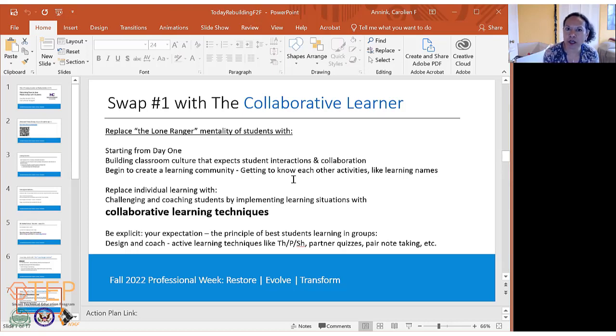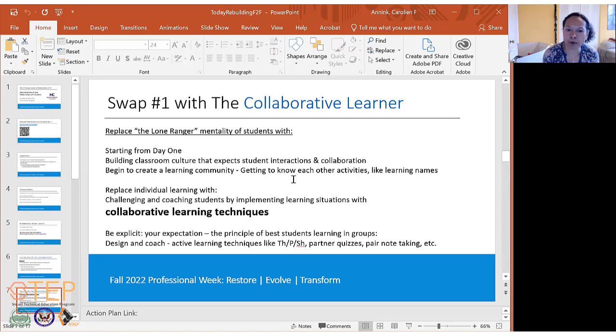It's good for students to think about how they learn, the metacognitive side of learning. So tell them it's the best way to learn and that's what they can expect in your class. There are a lot of different collaborative learning techniques. There are workshops on it. You can find a lot on the internet about it. You can find a lot at Montgomery College's The Hub. We have a lot of resources there.